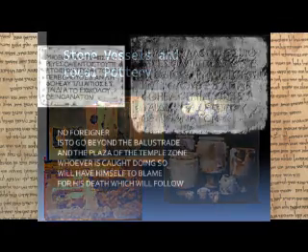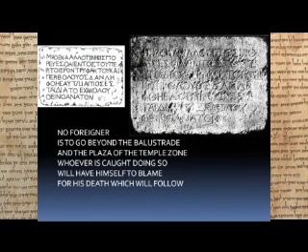And then, of course, purity is quite well indicated by this inscription from the Soreg. "No foreigner is to go beyond the balustrade and the plaza of the temple zone. Whoever is caught doing so will have himself to blame for his death, which will surely follow."